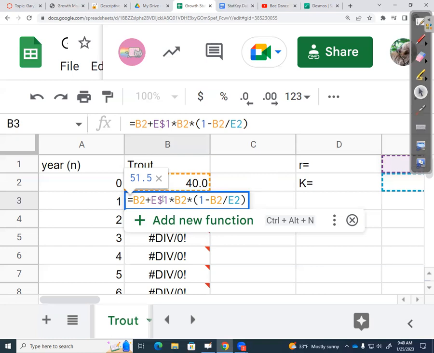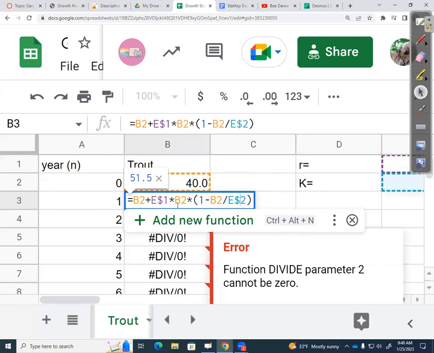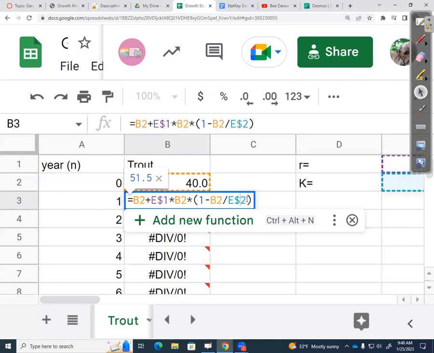The 1 matters because I don't want it to change row 1 to row 2 for the percent. It's always in row 1. Same thing for the carrying capacity. That's always over here in row 2. So I need to put a $, say always look in row 2. Now when I copy this down, it'll change the B2s, but not the E1 or the E2.